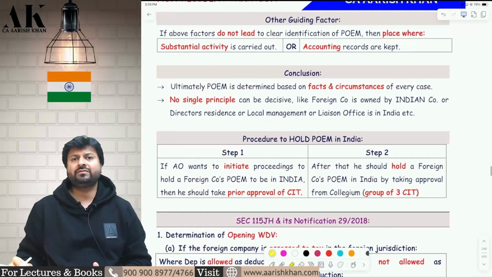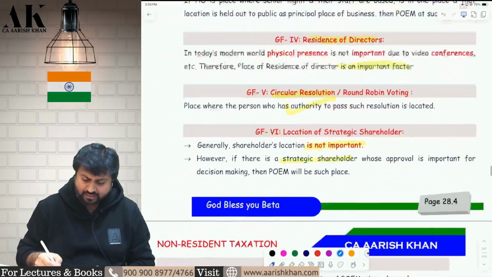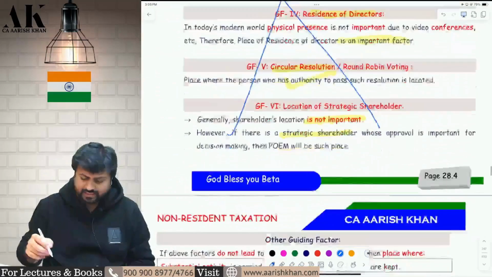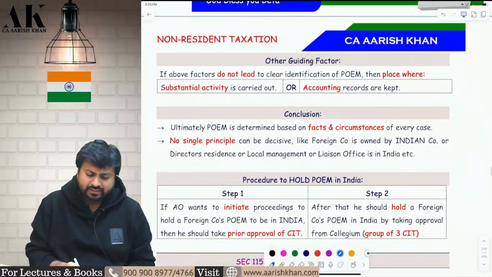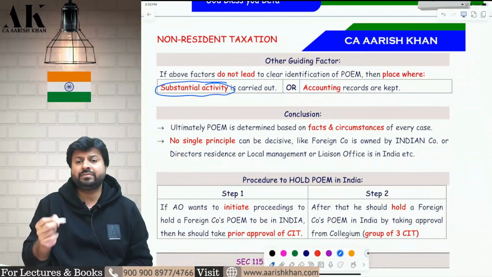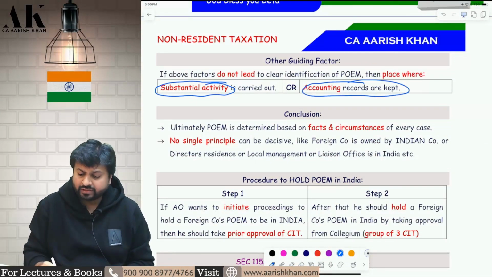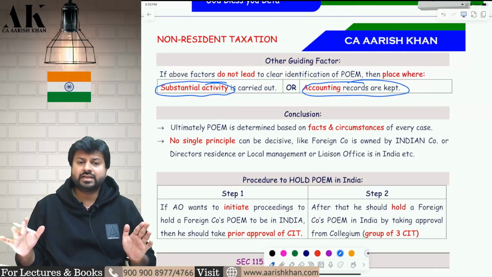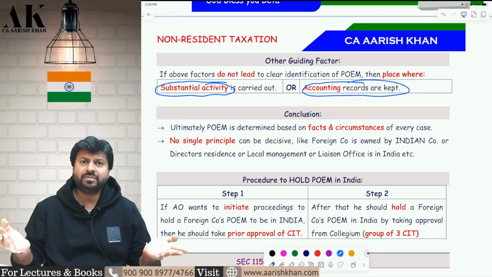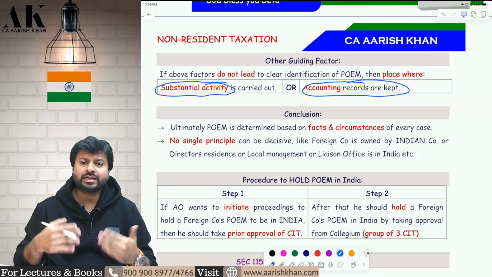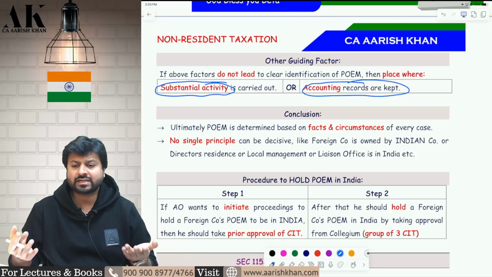Then some other guiding factors. If all these guiding factors are also not giving conclusive results, then the government has given some other guiding factors: find out where the substantial activity of the company is taken, find out where the accounting records of the company are kept. If substantial activity is taken in India, then India can be the country of POEM. If accounting records are kept in India, then India can be considered as the country of POEM.